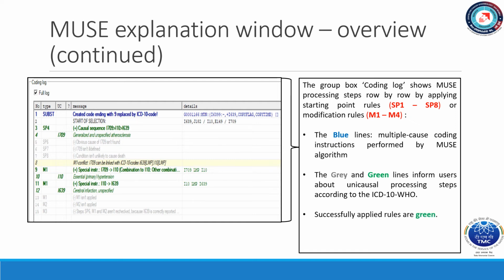The successfully applied rules are displayed in green. Usually another green row is added each time when a rule is applied successfully. If you tick the checkbox full log, the gray lines are shown. Rules which couldn't be applied are displayed in the gray color. And the new tentative selected underlying cause of death is contained in the column UC followed by type column. The reason for non-application is displayed in the column message.